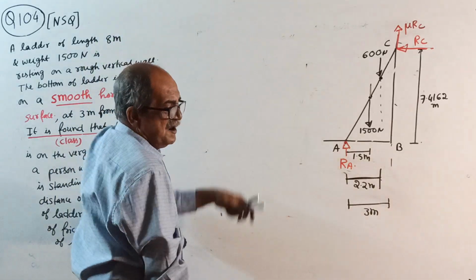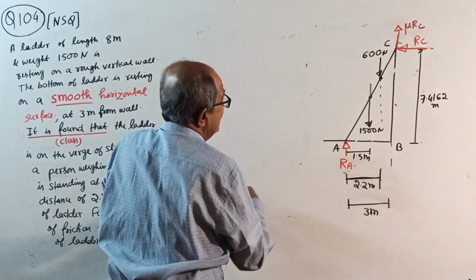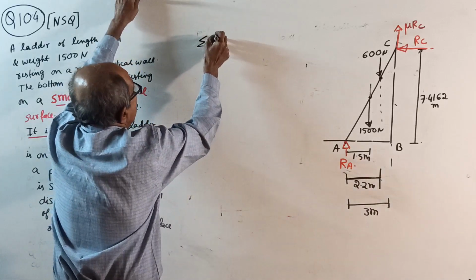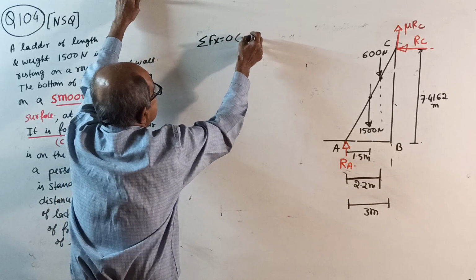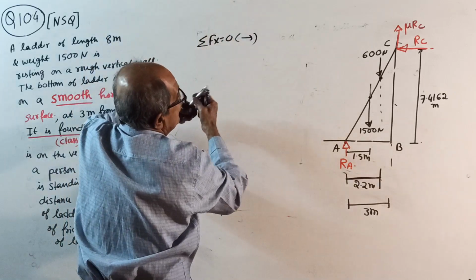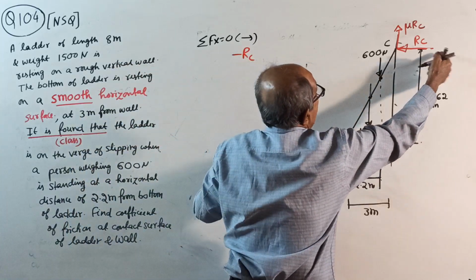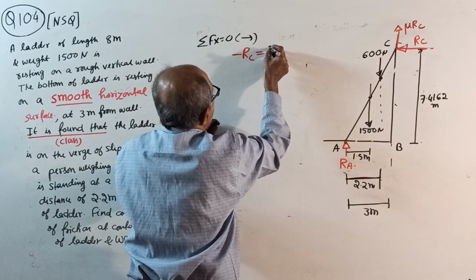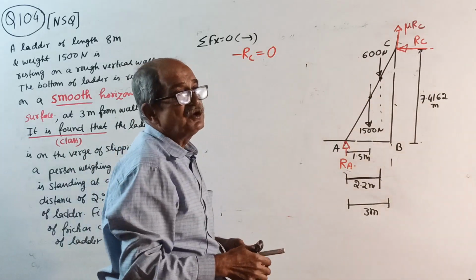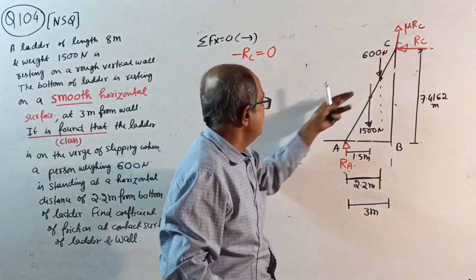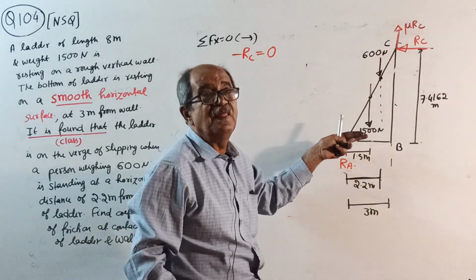Next class, I'll do one more interesting question. See, now there is no friction here. Start as usual, sigma Fx equal to 0. Take right side positive: minus RC equal to 0. Remember, when I do the next question, it is not minus RC, it is minus RC plus a given force here.